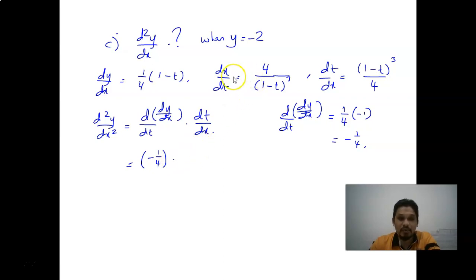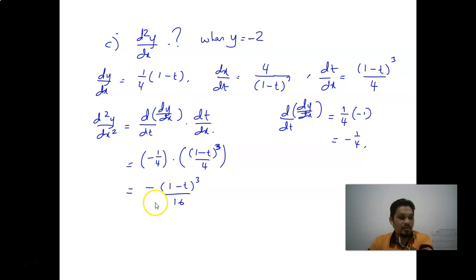And dt/dx, we take the reciprocal of this, which is 1 minus t cubed divided by 4. So now it becomes negative (1 minus t) cubed divided by 16.